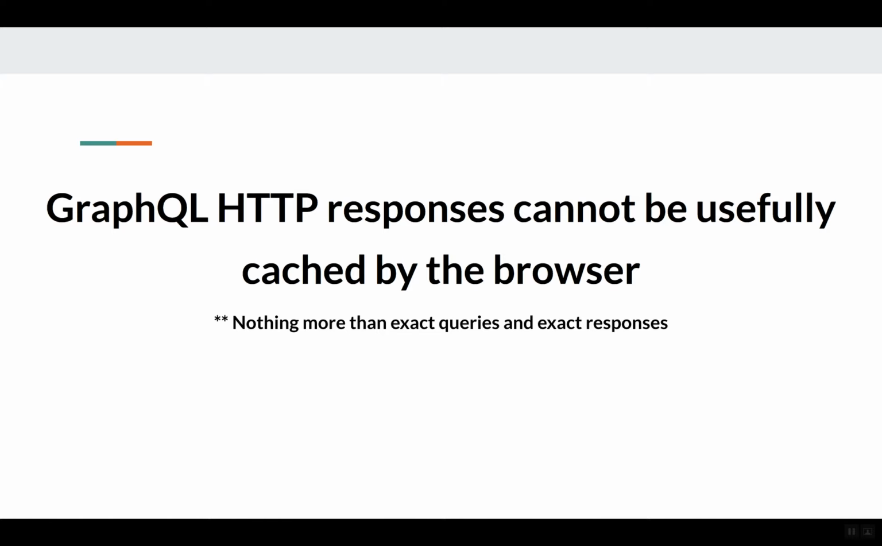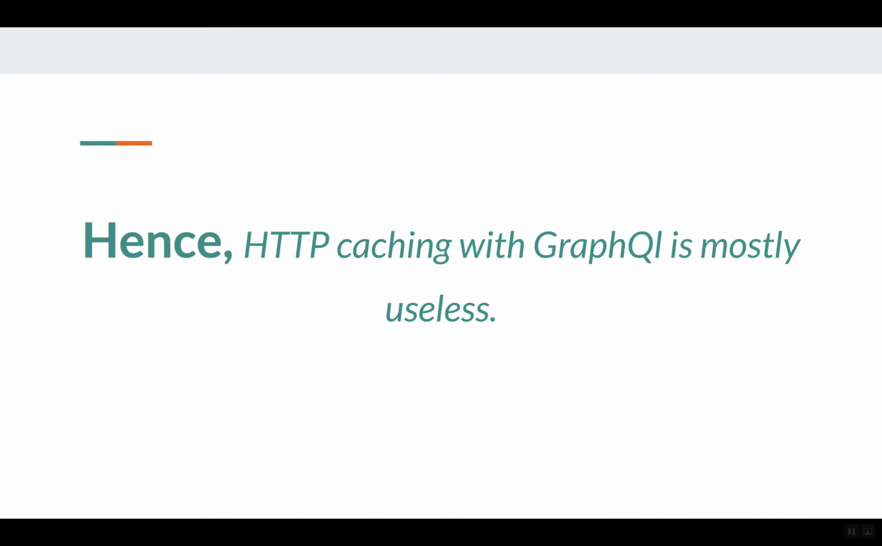What you can do is cache the exact queries and the responses in GraphQL as well. Although I won't be drilling down into the policy, you have cache control at your field, query, and schema level also present when we talk about Apollo server. But again, that is not that beneficial because the user generally asks for multiple information in a single query. So hence, HTTP caching with GraphQL is mostly useless.